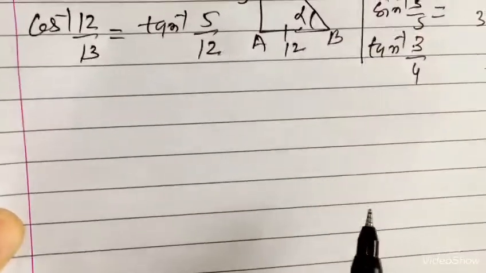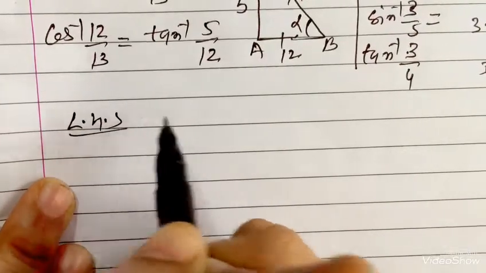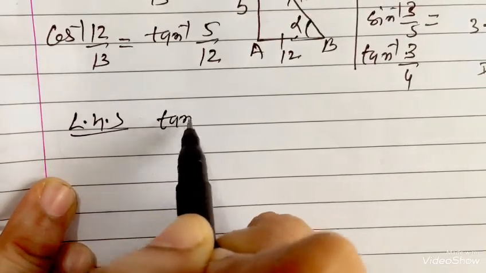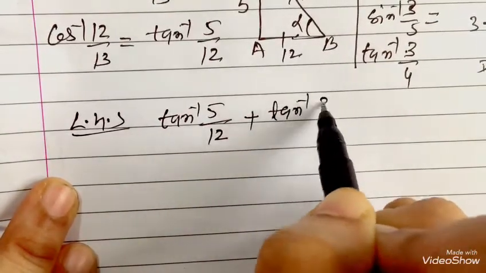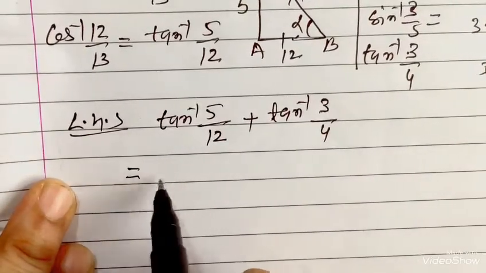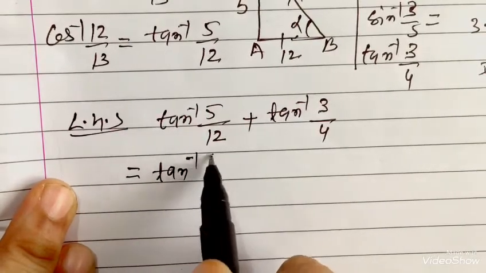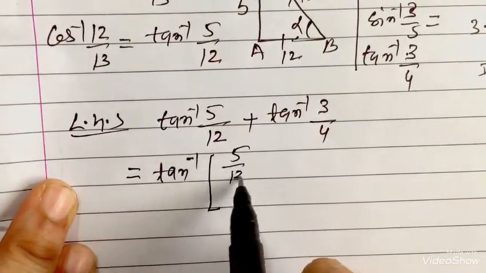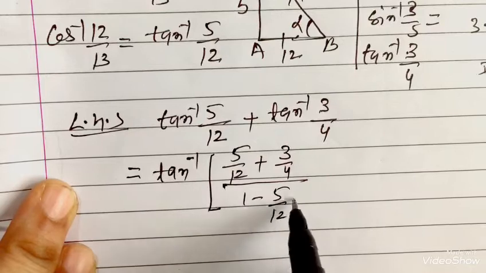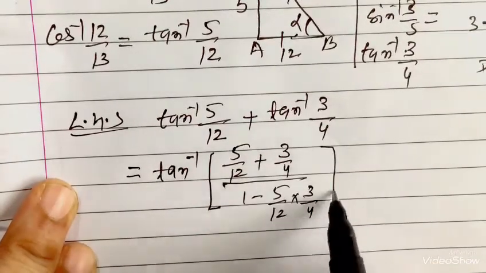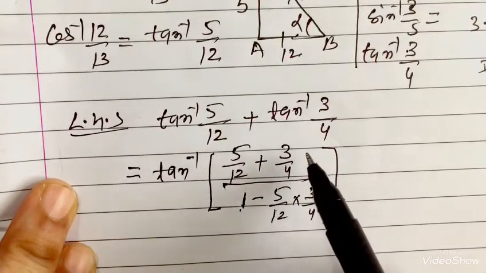Now our question will convert into tan inverse 5 by 12 plus tan inverse 3 by 4, and now apply the formula of tan inverse x plus tan inverse y. The formula is tan inverse x plus y upon 1 minus x into y. Here in place of x it is 5 by 12 and in place of y it is 3 by 4.